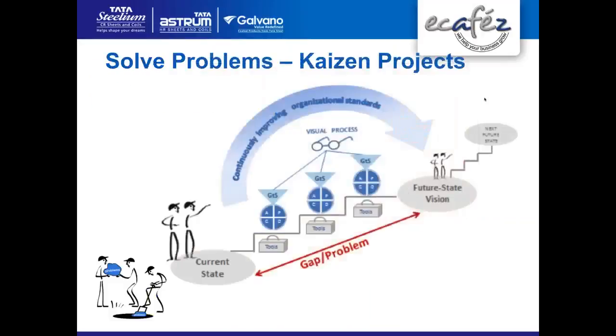So once the problem is known, a different kind of tool is required to eliminate that problem. A problem is nothing but a gap. A very famous technique of quality improvement and problem solving is called PDCA, the four-stage journey: plan, do, check, and act. It involves various kinds of tools at different stages, used to attain the future vision.